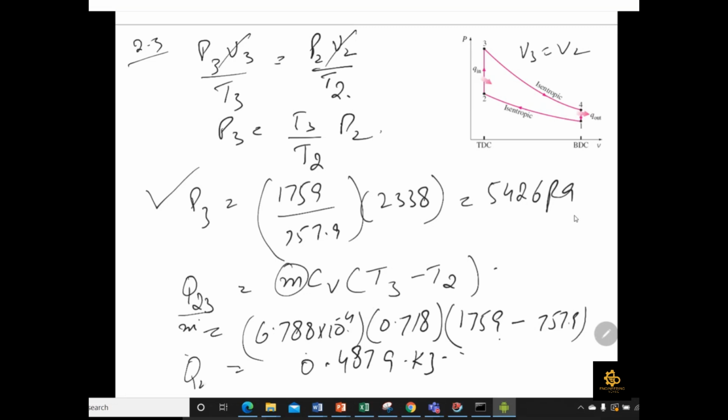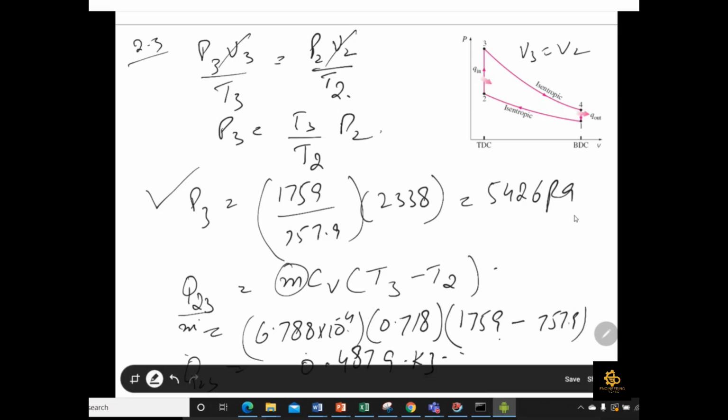So this is your Q23, and now we can easily find the total Q in. Q in is equal to Q23 plus Q34. You can just write it down, then I will move towards the next part.